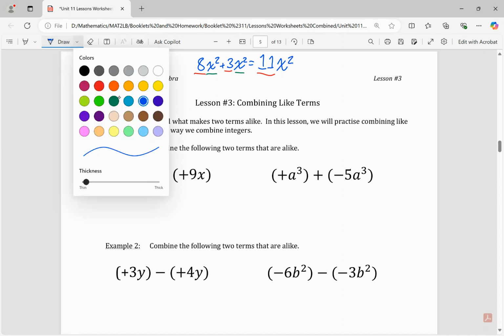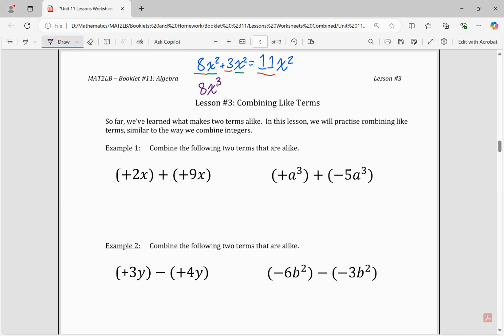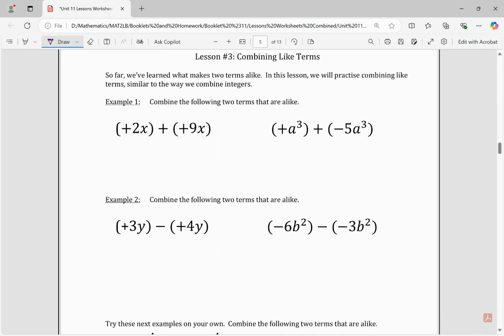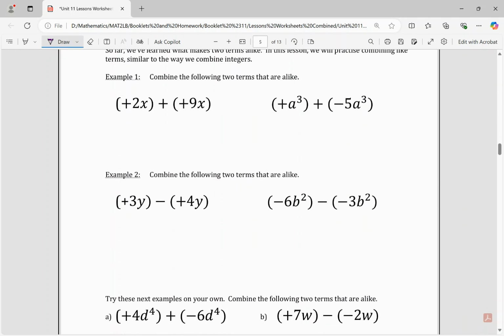Now, if we were to change that variable slightly, let's say we had 8x cubed plus 3x squared, then there's nothing that we can do here. You cannot add those up. They have to stay separate. Now, fortunately for us, in this entire lesson, our terms will be like. But in the future, I'm going to mix it up for you, so you need to be careful.